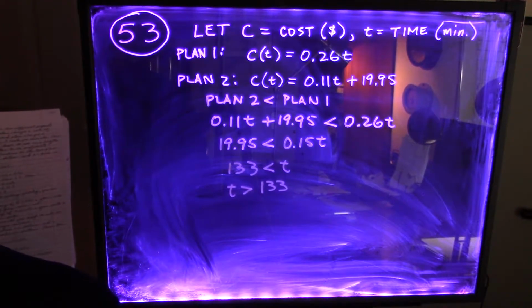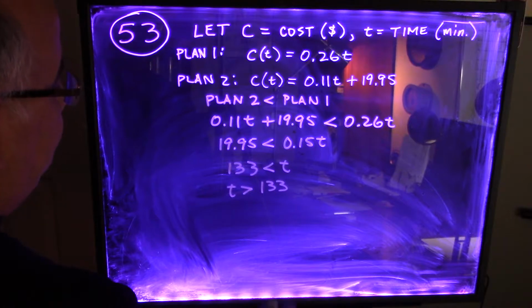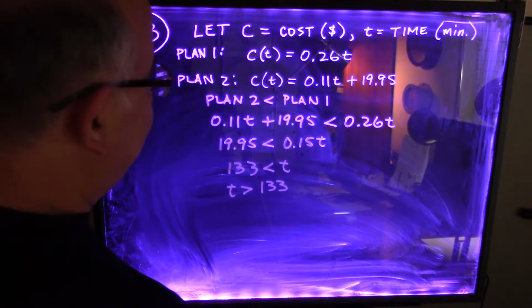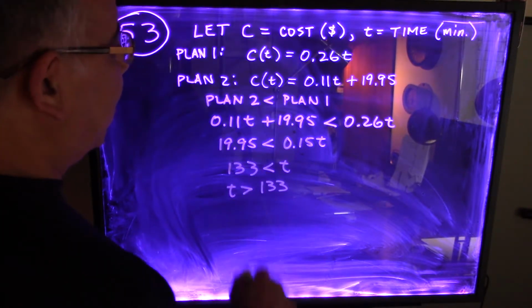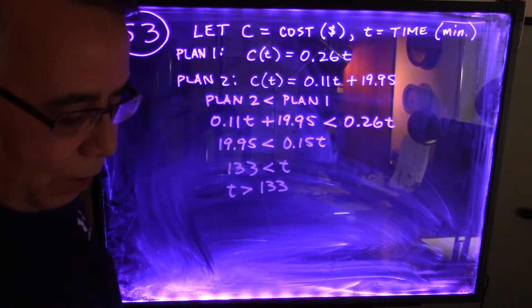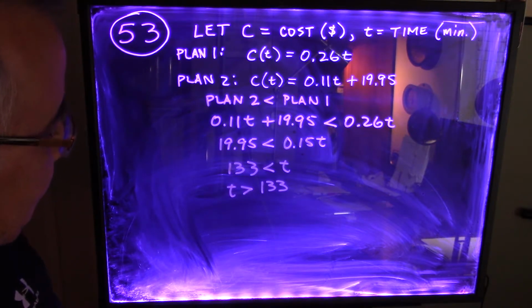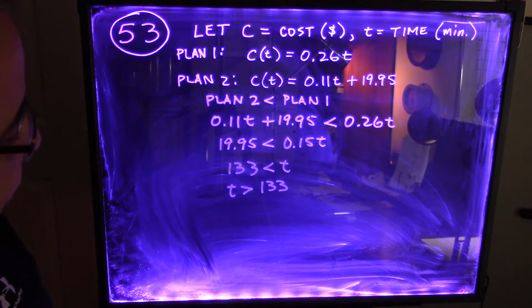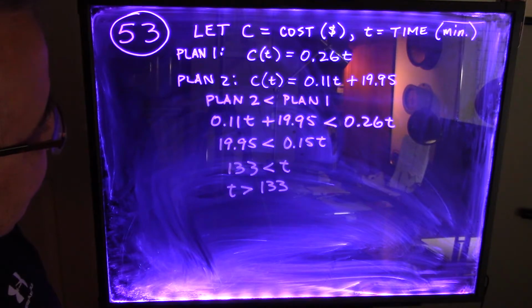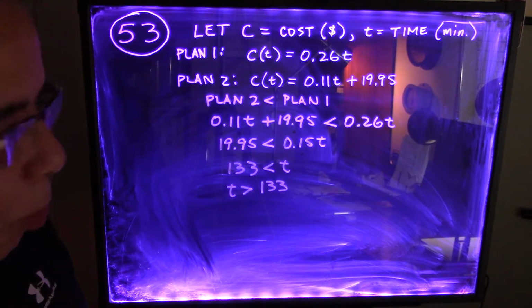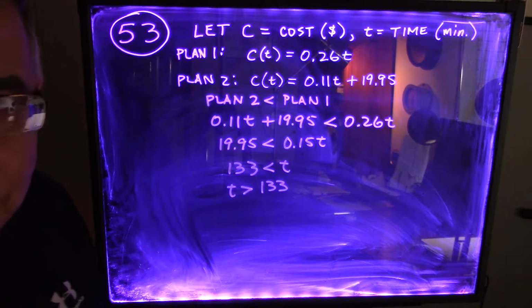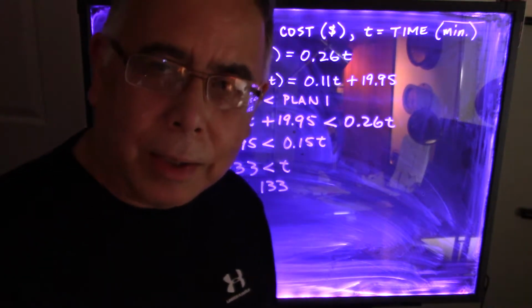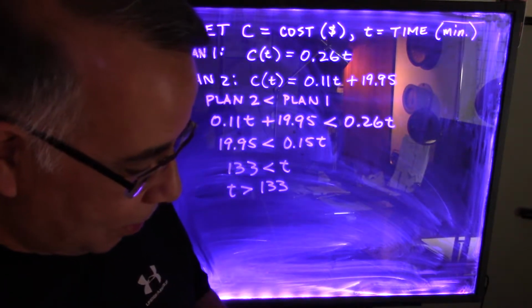All right, so this tells you if you use more than 133 minutes, then the second plan is cheaper than the first plan. And you can check that. Plug in some number bigger than 133, like 134, try that. Check it in both plans, see which is cheaper. All right, and you will find that this is absolutely the case.